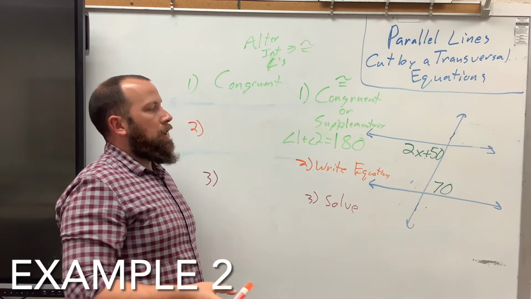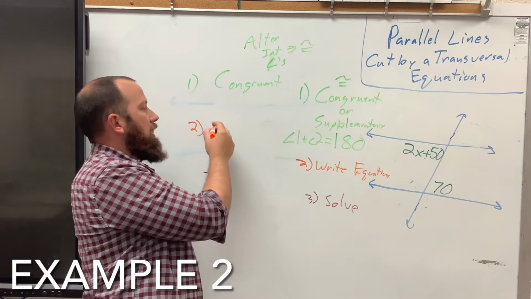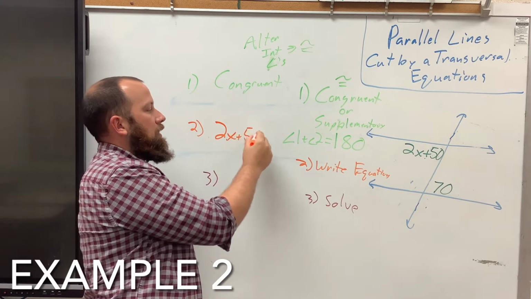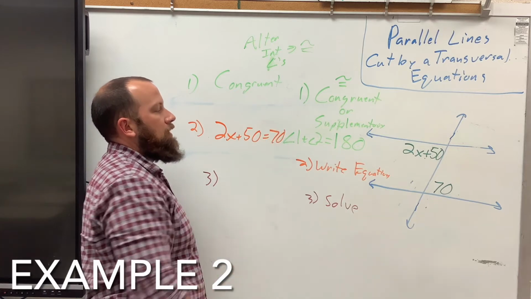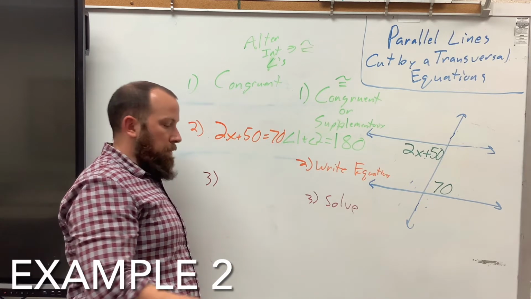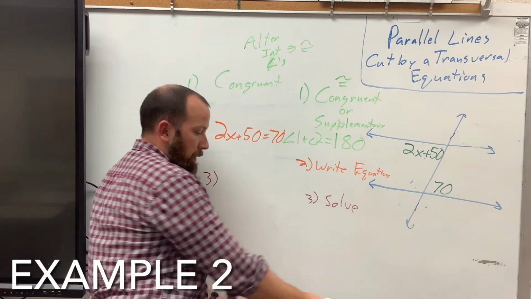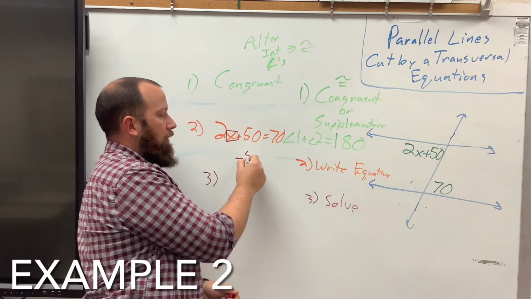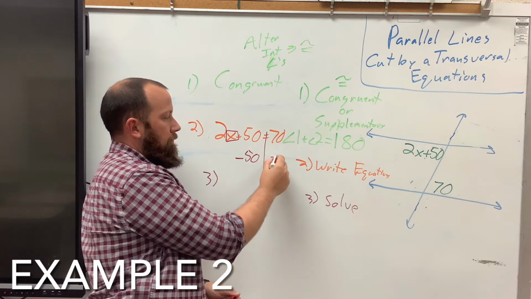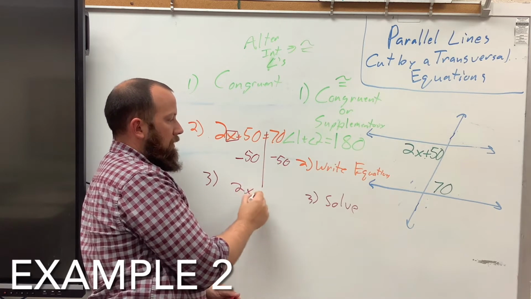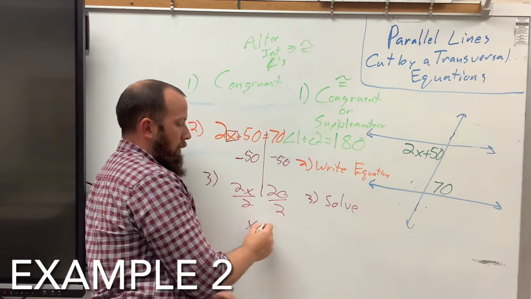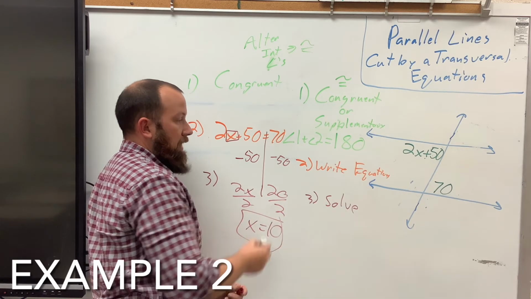So now I know they're congruent. When it's congruent, I have to set them equal to each other, so I can write my equation. 2x plus 50 is going to equal 70. From there, this is just a simple two-step equation. I'm going to solve. Subtract the 50 away. So I get 2x equals 20, divide by 2, divide by 2. So my x equals 10.